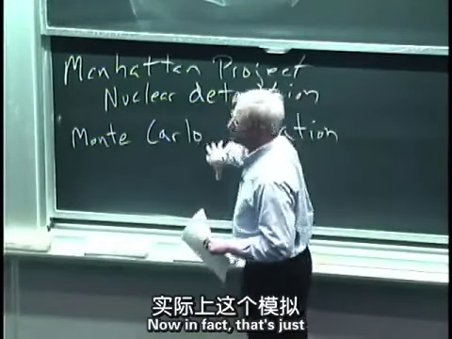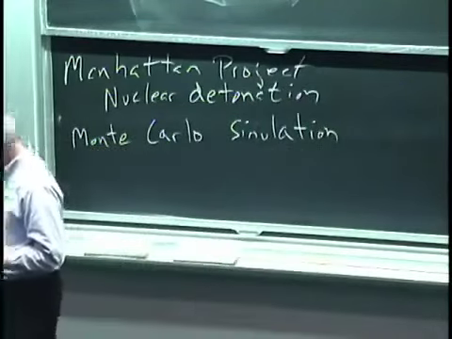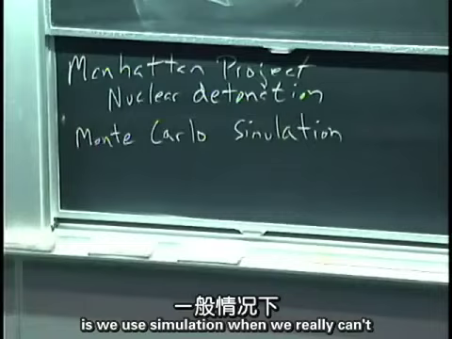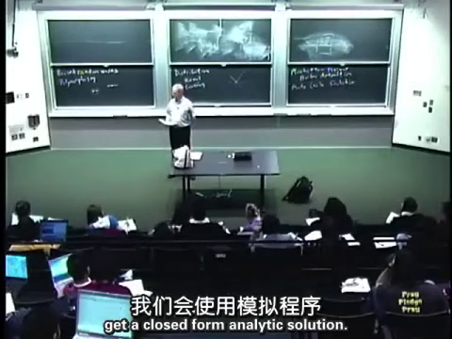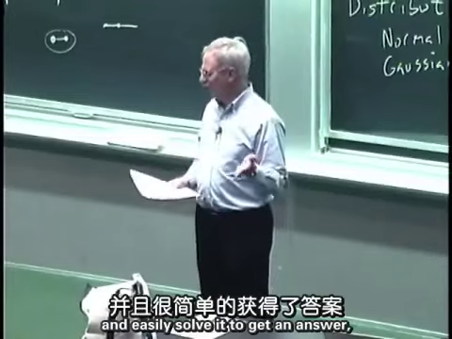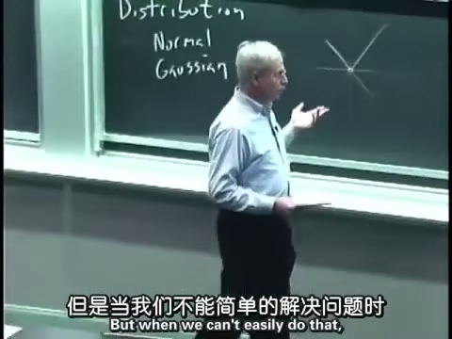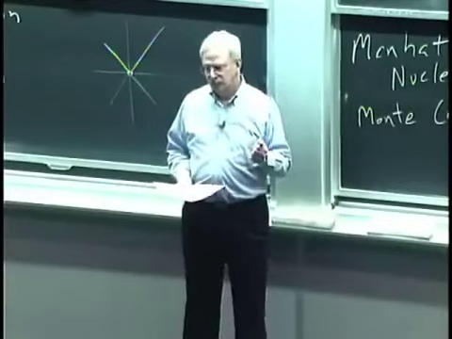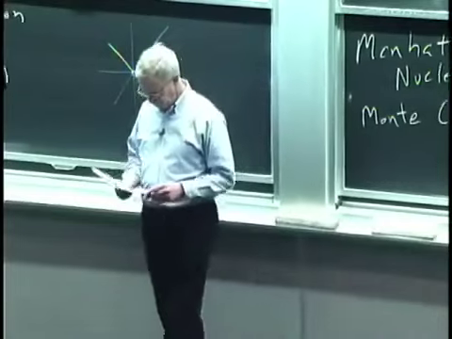Now, in fact, that's just what we've been doing with the random walk, the Monte Carlo simulation, and I'll come back to that in a minute. In general, we use simulation when we really can't get a closed-form analytic solution. If you can put down a system of equations and easily solve it to get an answer, that's usually the right thing to do. But when we can't easily do that, the right thing to do is typically to fall back on simulation. Sometimes, even when we can do it analytically, simulation has some advantages, as we'll be seeing as we go forward.